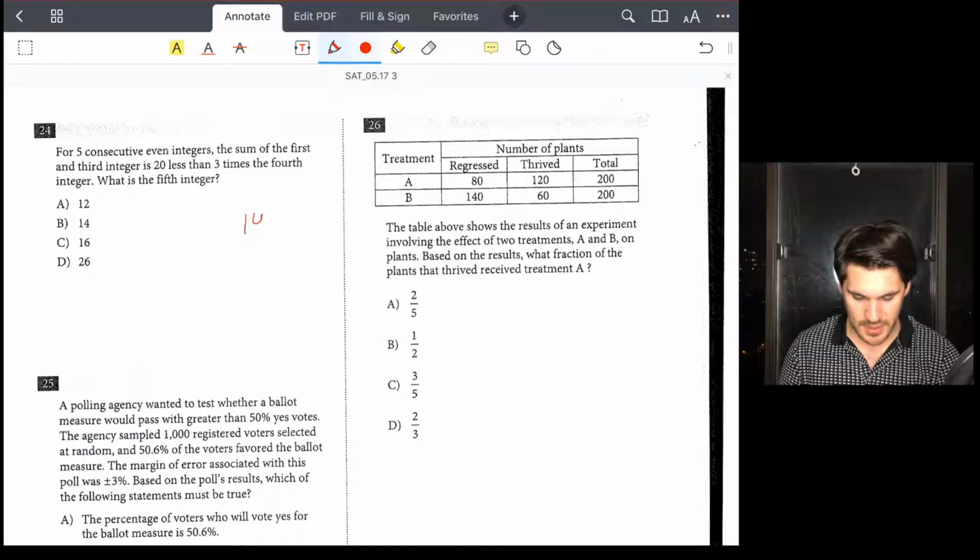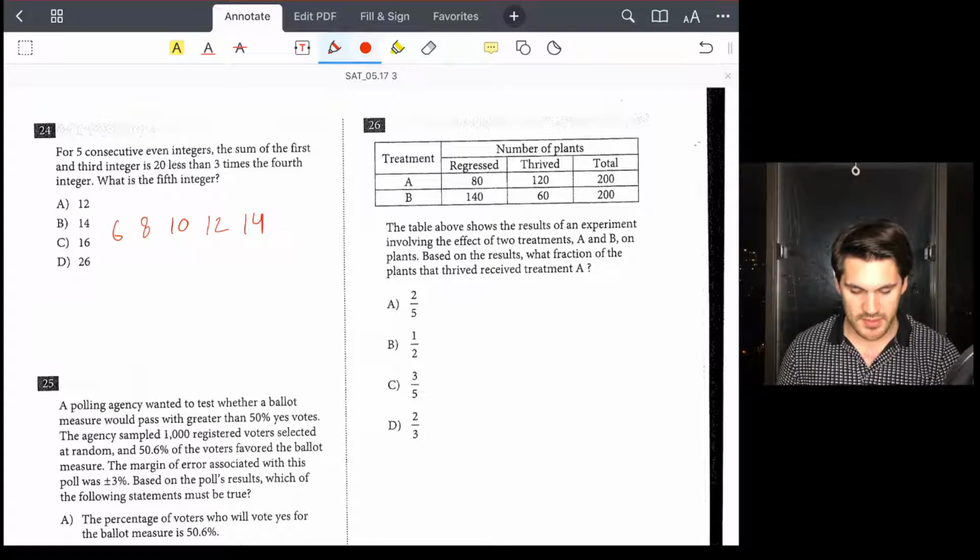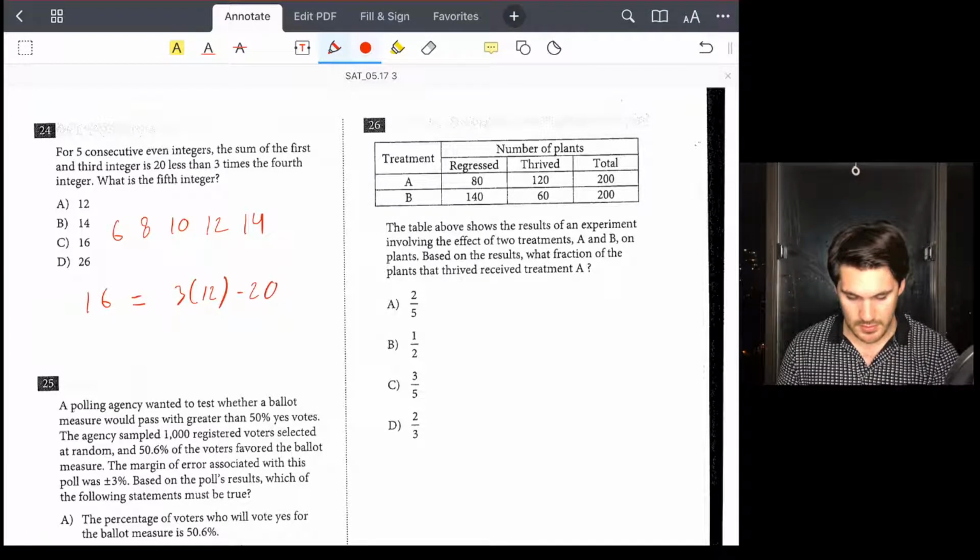14. That means the previous integers were 12, 10, 8, and 6. Now let's test this out. The sum of the first and third integers, so that's 6 and 10, so that's 16, has to be 20 less than 3 times the fourth. So 20 less than 3 times 12. If we do this out, 3 times 12 is 36, minus 20 is 16, 16 equals 16. So B ended up working, so B is our answer.